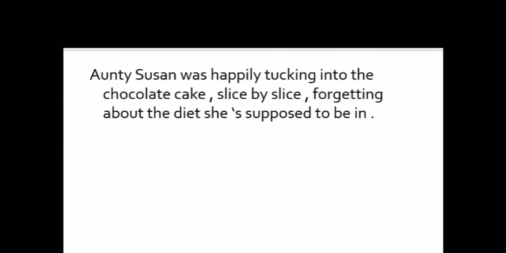Auntie Susan was happily tucking into the chocolate cake, slice by slice, forgetting about the diet she's supposed to be in. So again, I'm selective. I'm talking about Auntie Susan. I am creating interest about her and developing the idea. I'm not going to mention Auntie Susan and David. I'm saying that she is tucking into the chocolate cake, and I'm creating interest by telling that she forgot about the diet which she is supposed to be in. So this is unlike what we used to know about her. We used to know that she's always on diet.